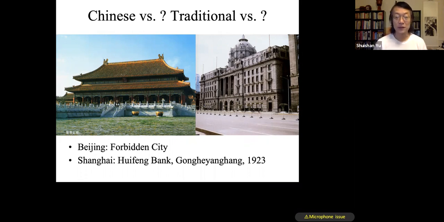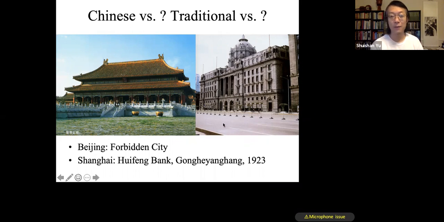So now look at the captions for these images. On the left is the Forbidden City. The Forbidden City was built in the early 15th century, so it's 600 years old, and it fits into our iconic understanding of Chinese architecture, and it is traditional. All right, no problem. It is Chinese. It is traditional.